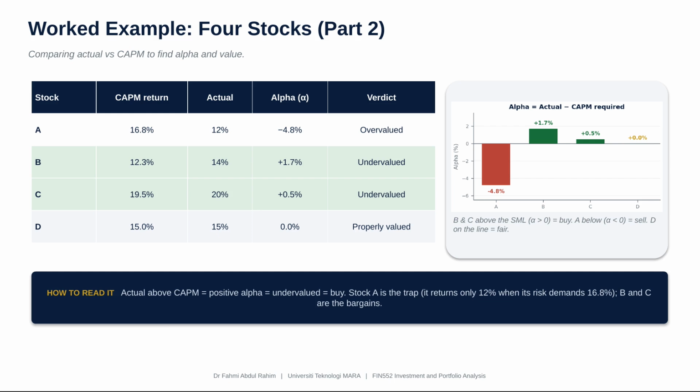It is the trap. For stock B, CAPM says 12.3%, and it actually returns 14%. Its alpha is plus 1.7% positive.